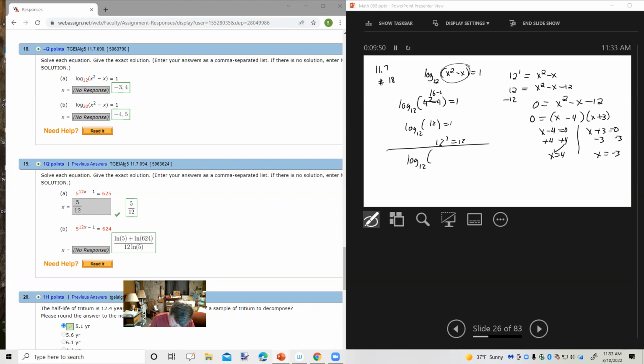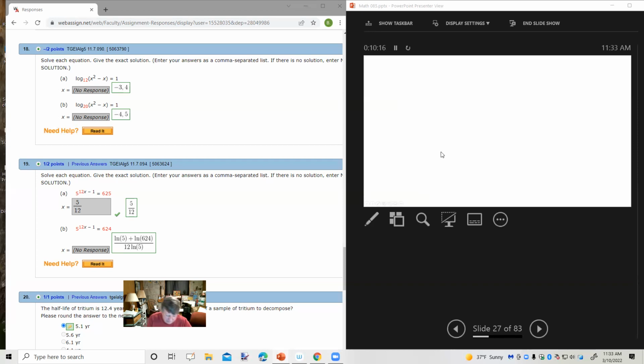Log base 12 of -3, the quantity squared, minus -3 equals 1. -3, the quantity squared is 9, minus -3 is plus 3 is 12. So we get log base 12 of 12 equals 1. 12 to the 1 equals 12. Point is, they both work. Any questions about that problem? That was what, 18A?